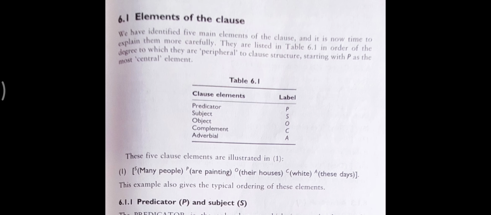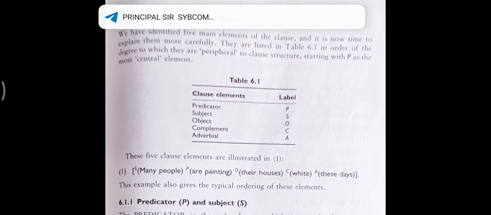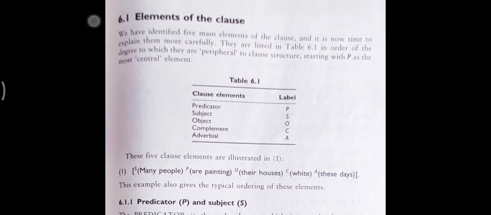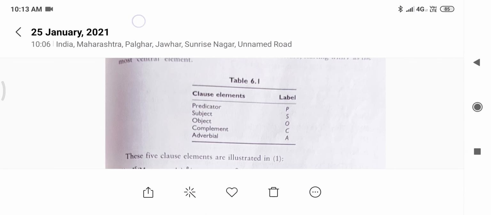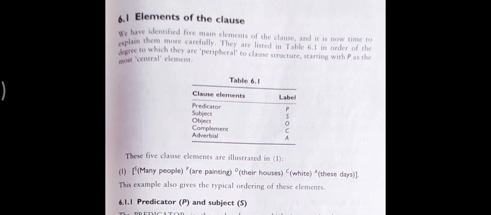So we have identified 5 main elements of the clause, and it is now the time to explain them in a more careful way. And what are these? We have to study them. When we study them, we have to think about what are the things that we see.